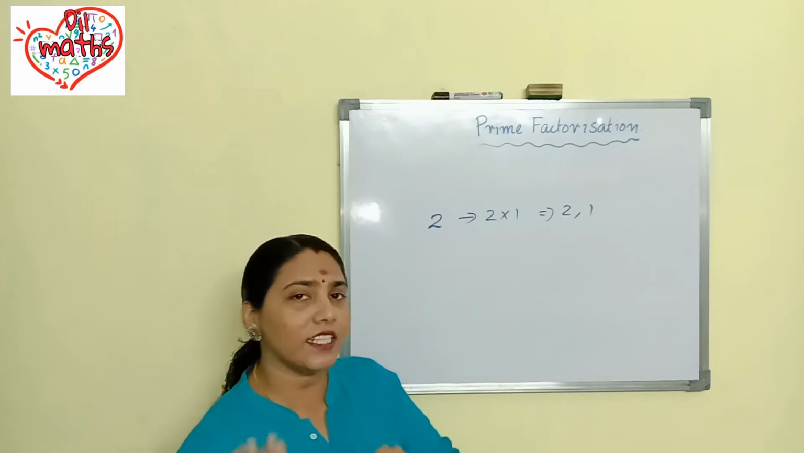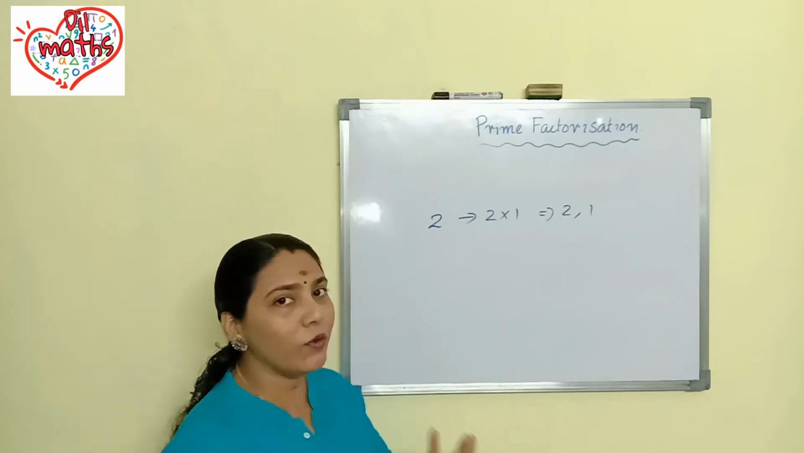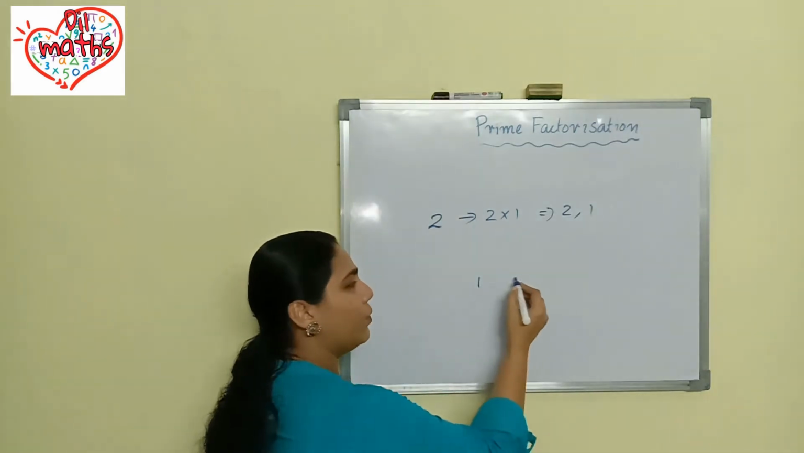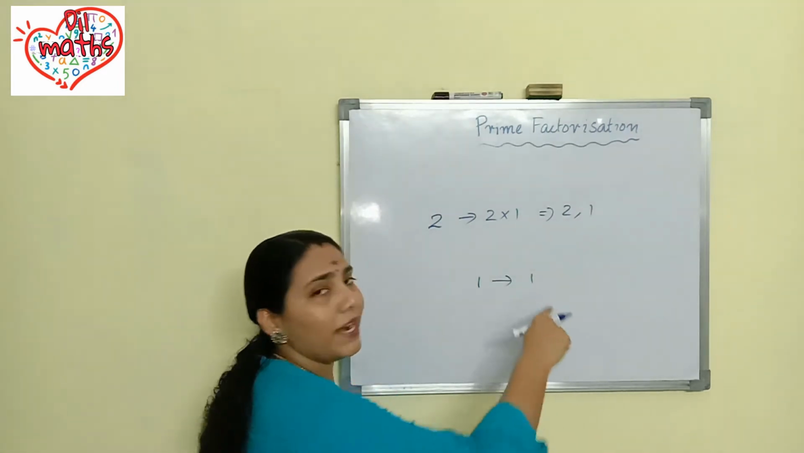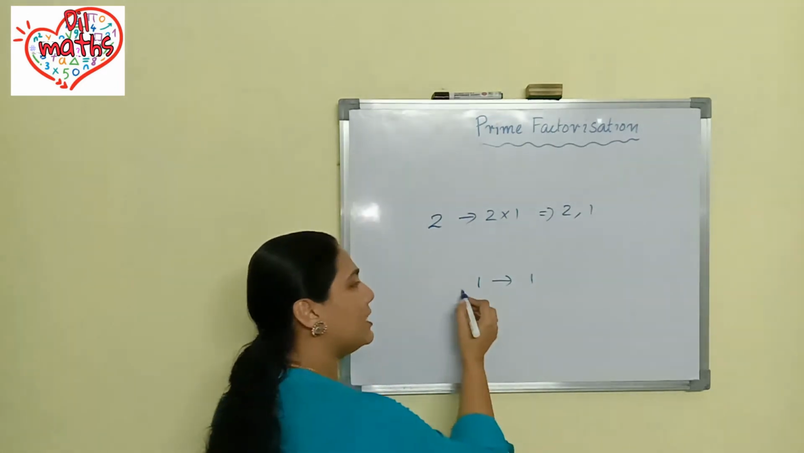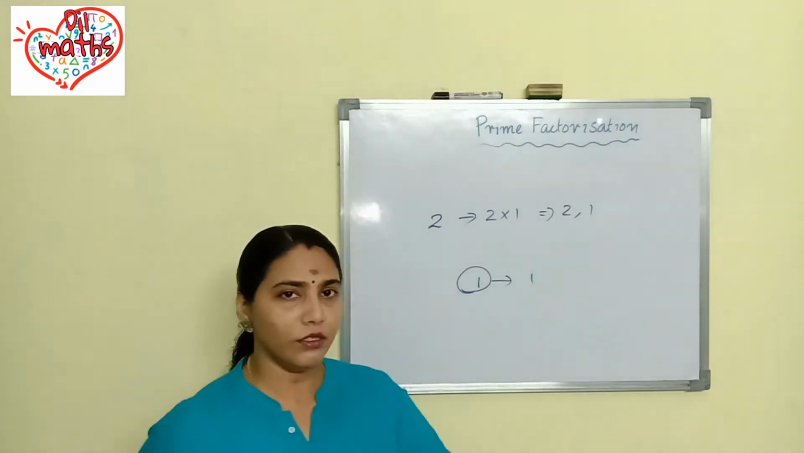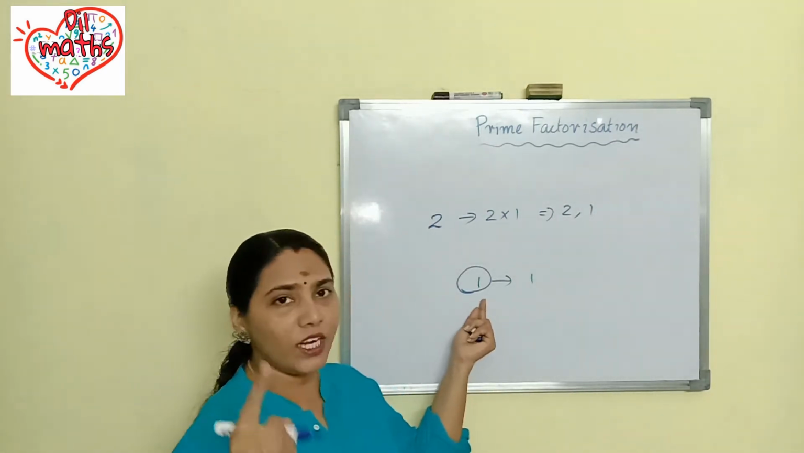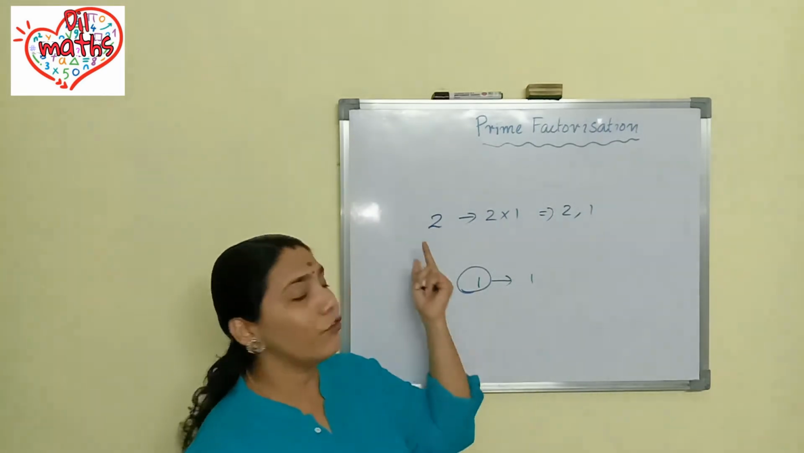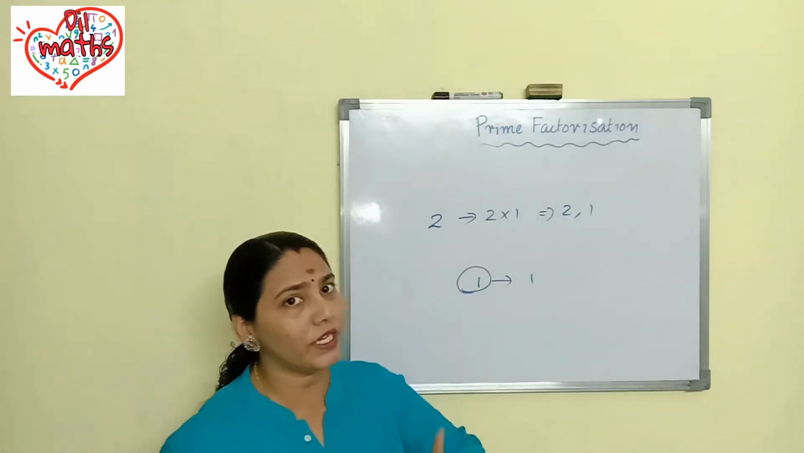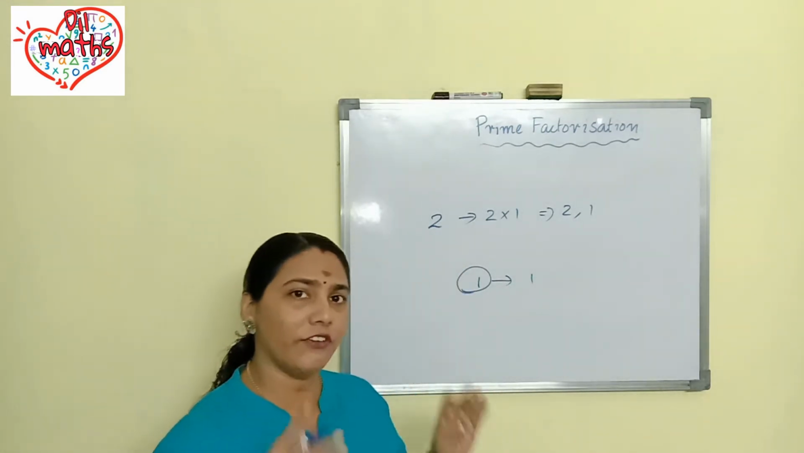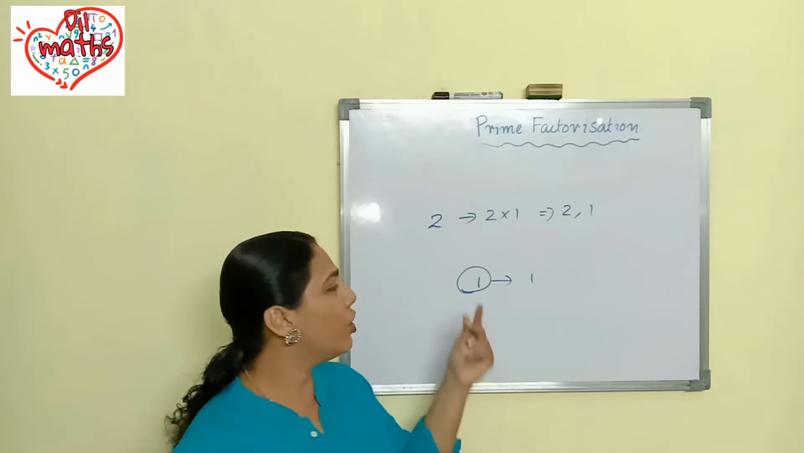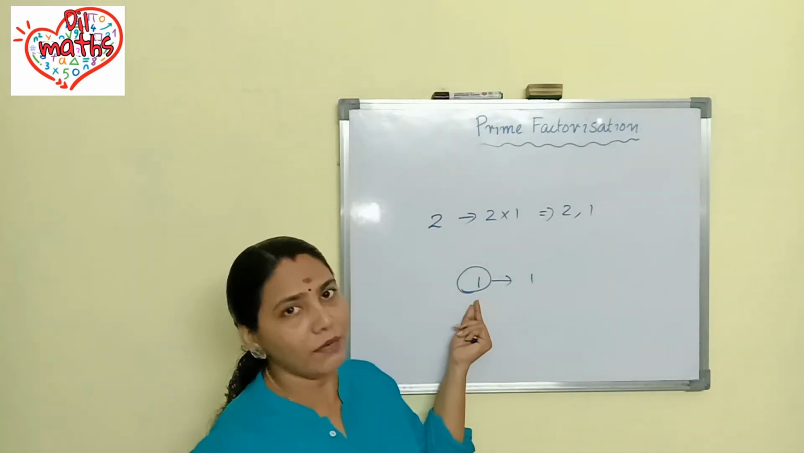Why are we taking it as greater than 1? 1 has only one factor. You can write 1 as 1 only. So, it is neither prime nor composite. It has a special place. Because it has only one factor. For a prime number, definitely 2 factors should come, and for a composite number, definitely more than 2 factors should come. So, 1 is neither prime nor composite.